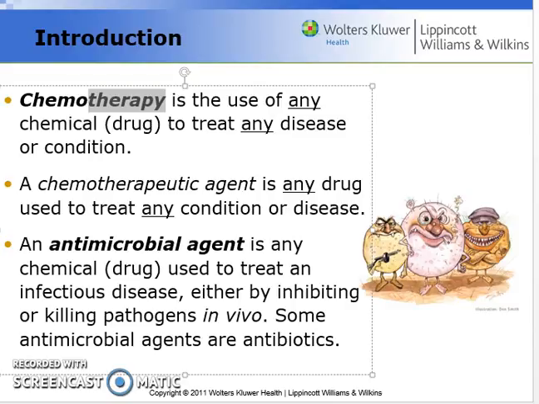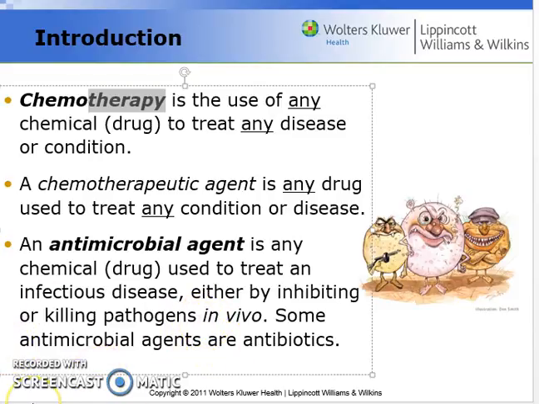So anything that is typically microscopic that induces infection can be killed by what's called an antimicrobial agent, which also is a drug that is used to treat specific illnesses. And the way the antimicrobials do this is they can inhibit or they can kill a pathogenic organism in the body, which is what in vivo means.